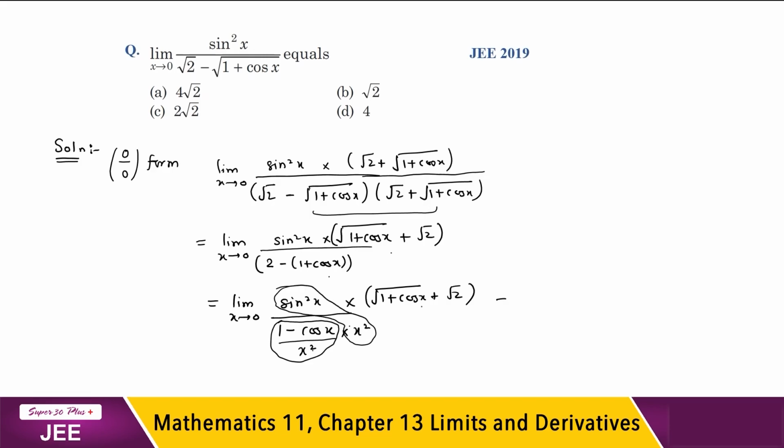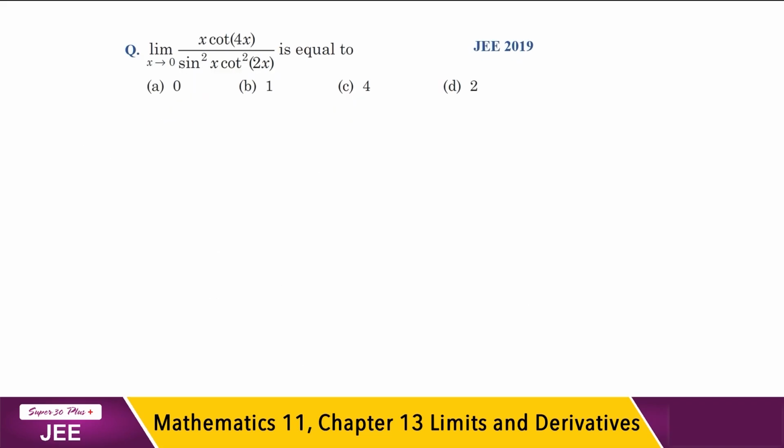So I hope there is no problem in evaluating the limit now. Sin x by x is equal to 1 and 1 minus cos x by x square, its limiting value is 1 by 2, and this quantity when x approaches 0 we get 2 root 2. So overall we are going to get 4 root 2, and this is our final limit of this question, which has been given in choice A. So choice A is the correct option. I hope everybody must have understood.